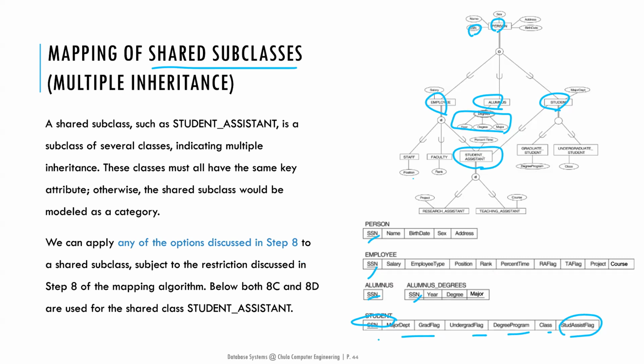Oh, okay. Sorry. So this one is not 8A. Here we use 8C and 8D together. You can see that in order to do employee, let's take a look at the employee here. You have to take a look at its superclass as well. We use 8D here because I have a TA flag and an RA flag to flag whether this employee is an RA or TA or not, right?